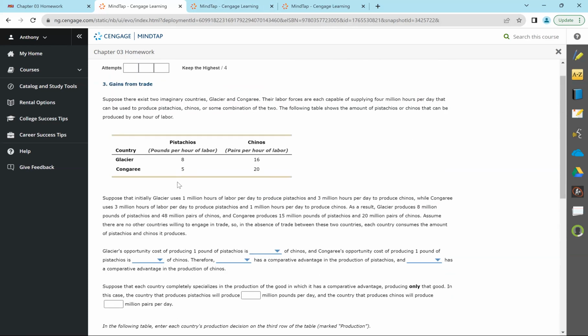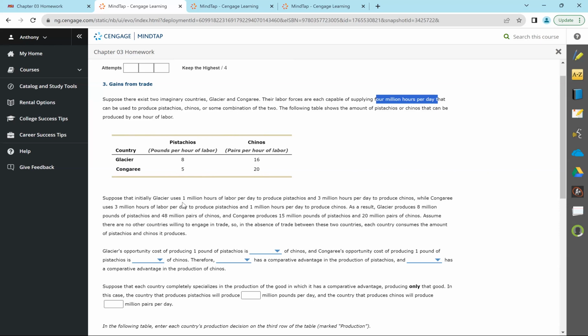Let's read it from the top. Suppose there exist two imaginary countries, Glacier and Congaree. Their labor forces are each capable of supplying 4 million hours per day. So that's important, 4 million hours per day. That means it's four times that, four times that, four times that, four times that. It can produce pistachios, chinos, or some combination thereof. Here are the possibilities.